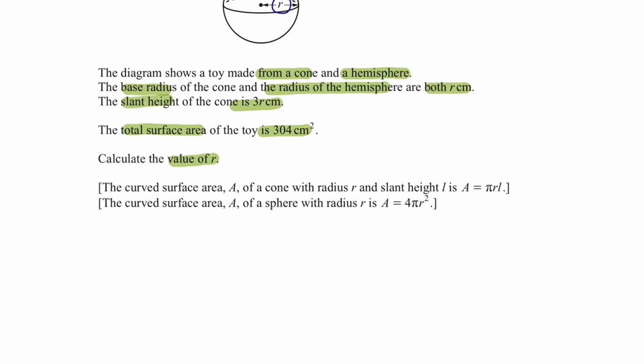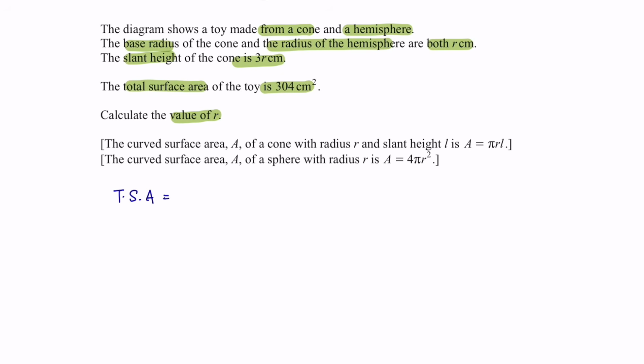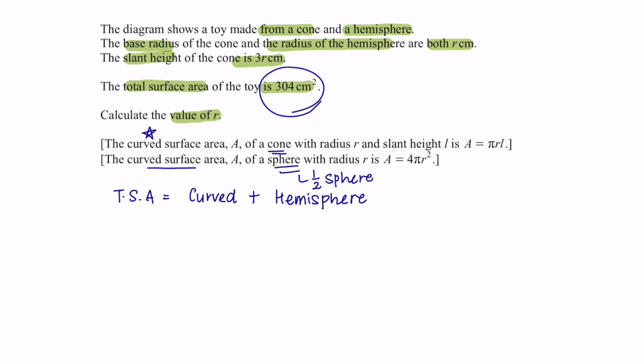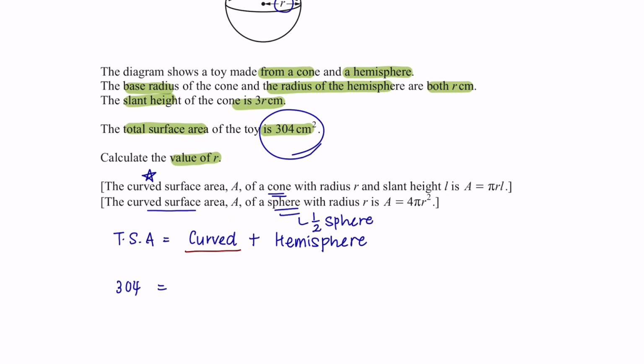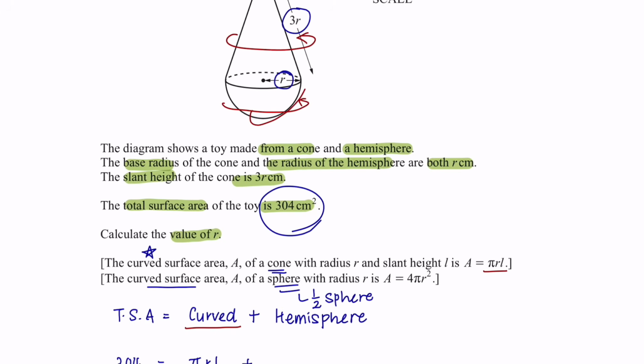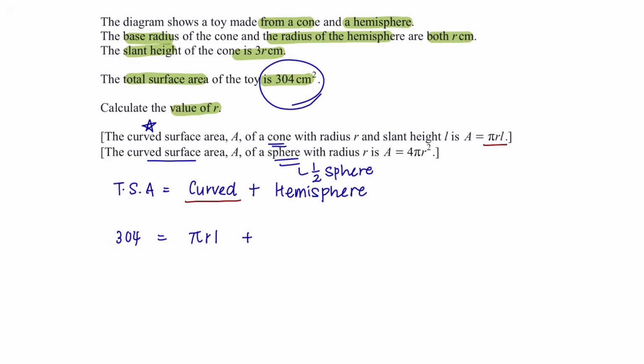Again, we're looking to find the surface area. To find the surface area, we're going to use the curved surface area of the cone and sum up with the curved surface area of a hemisphere, which is half of a sphere. We are given the total surface area is 304 centimeters squared. To find the curved surface area of the cone, we will use the formula pi r l and then sum up with the surface area of this hemisphere over here. Now we have been given the formula of surface area for a sphere, but we are dealing with a hemisphere here. So we're going to use 1/2 of 4 pi r squared.